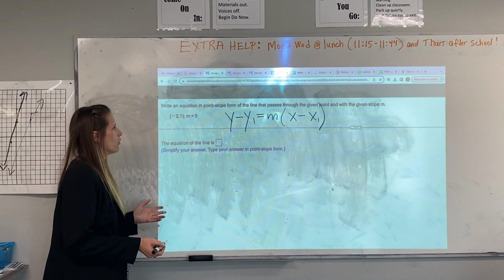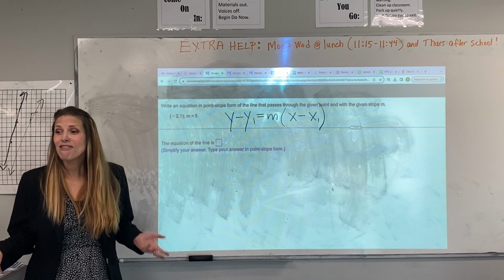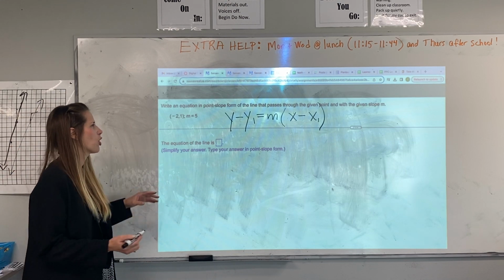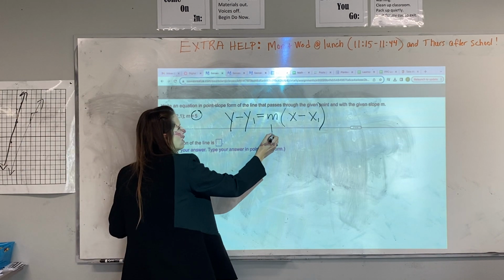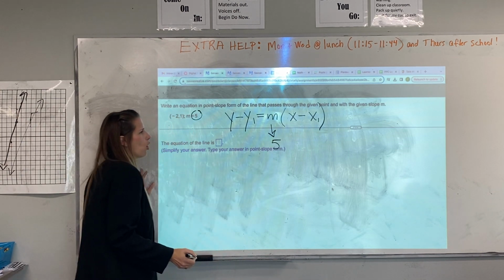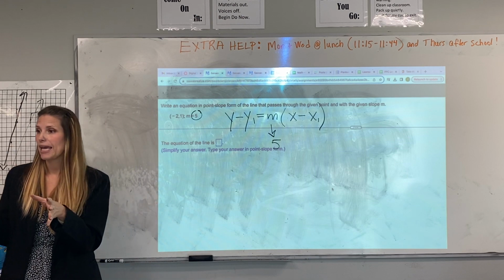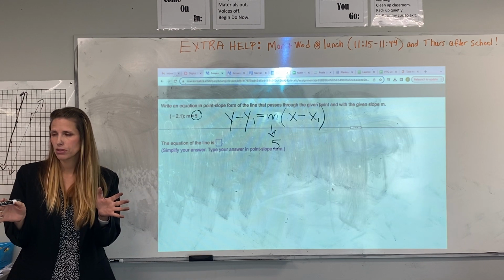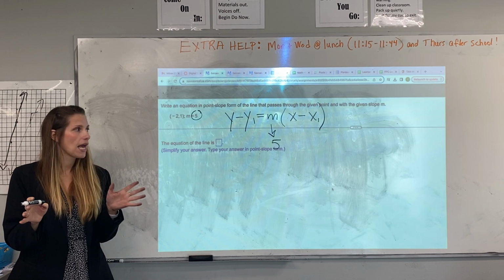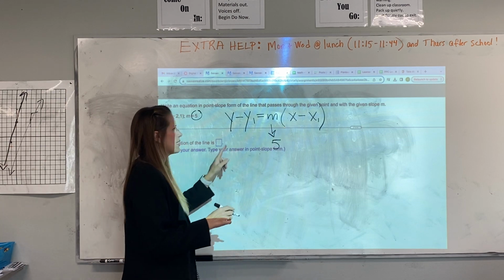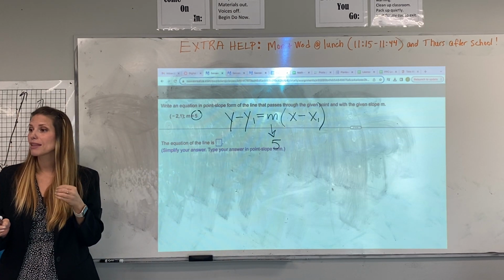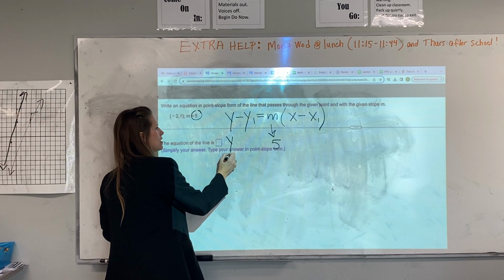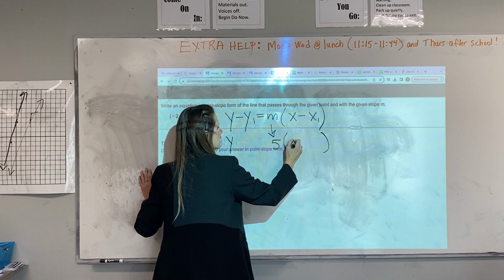Okay, so what can we fill in? Everything, right? Let's start with our slope because it's nice and clean. It's a 5. Okay, so our slope's going to be 5. What are my variables that are going to stay? My x and my y are going to stay. What are my variables that are going to get replaced? Yeah, y1 and x1. So y, you're going to stay. x, you're going to stay.